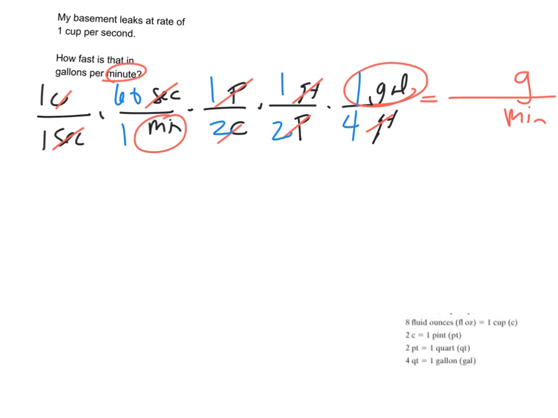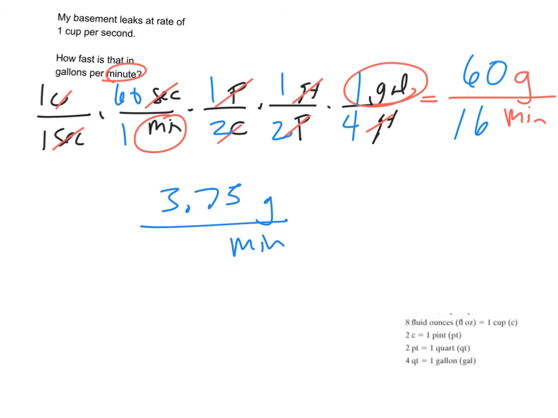So on the top, I multiply straight across. And let's see, 1 times 60 times 1 times 1 times 1 is 60. On the bottom, 1 times 1 times 2 times 2 times 4 is 16. Then we divide that out. 60 divided by 16. 1 second. That becomes 3.75 gallons per minute. I'm going to put GAL for gallons if it makes you happy.